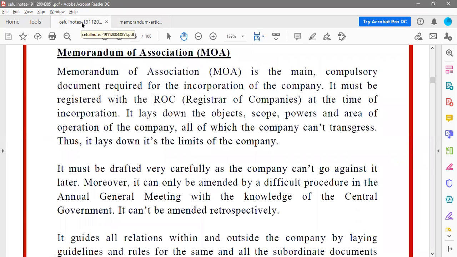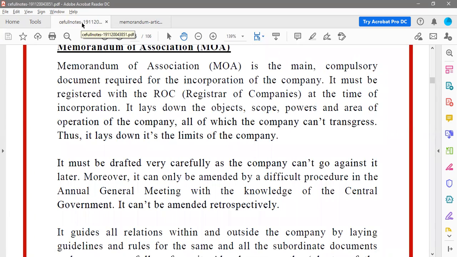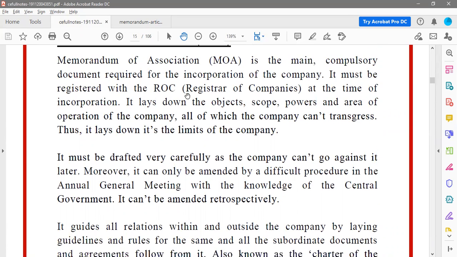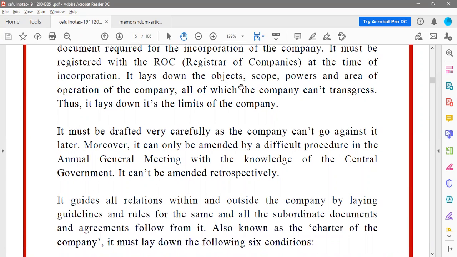Now let us go through the points under MOA. It is a main and compulsory document, and one copy of MOA should be with the ROC. ROC has to have a copy of MOA. That is very, very compulsory. Now MOA will lay down the objects, scope, powers and area of operation of the company. So they will say what is the width and what is the depth of the company's operations. It is very carefully drafted. Simply, we will not give whatever comes to mind. It has to be carefully drafted because it can't be amended easily. Amended means changed.